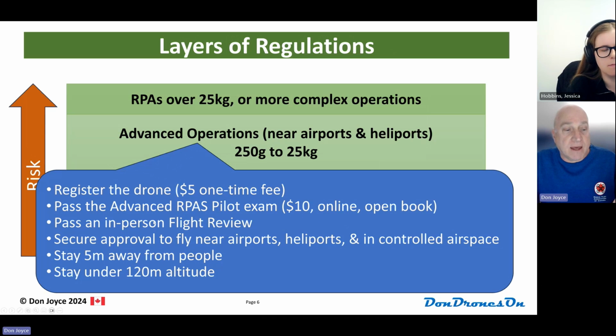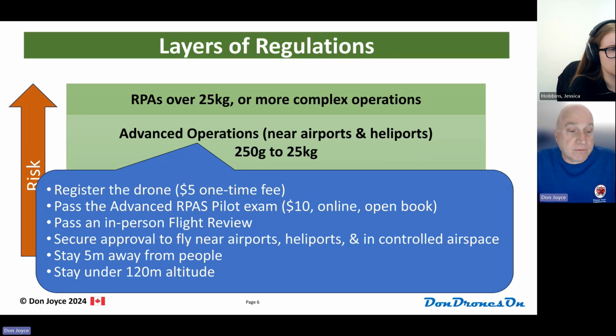Now, once you have that, you can fly near airports and heliports and in controlled airspace. You do need to have appropriate approval to do that, and there's ways to do that. And in the case of flying near airports, you need to contact the airport and coordinate your flight so you're not interfering with whatever they're doing.